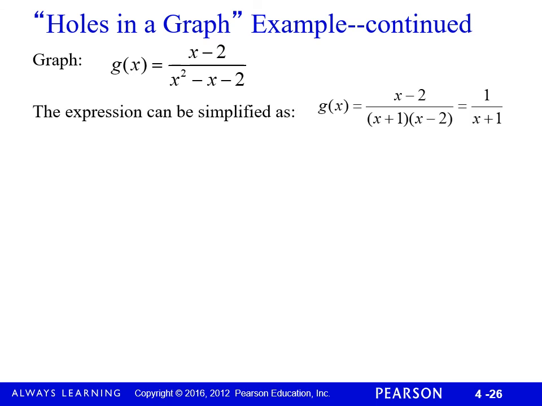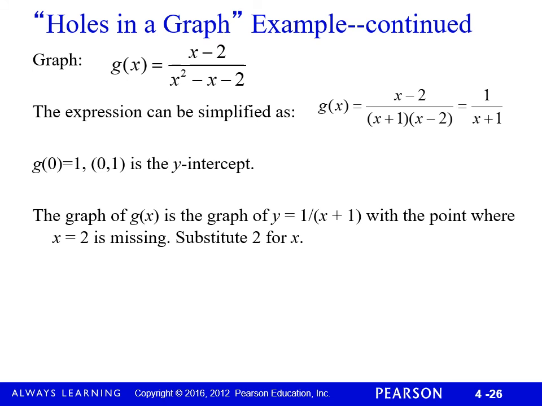If we simplify the expression by canceling out the x minus 2 factor, we get simply 1 over x plus 1. And this is what we will graph. When we plug in 0 for x, we get y equals 1, and that's the y-intercept. There is no x-intercept because there's no x variable left in the numerator, so to speak. So the graph of the function y equals 1 over x plus 1 is the graph where the point where x equals 2 is missing.